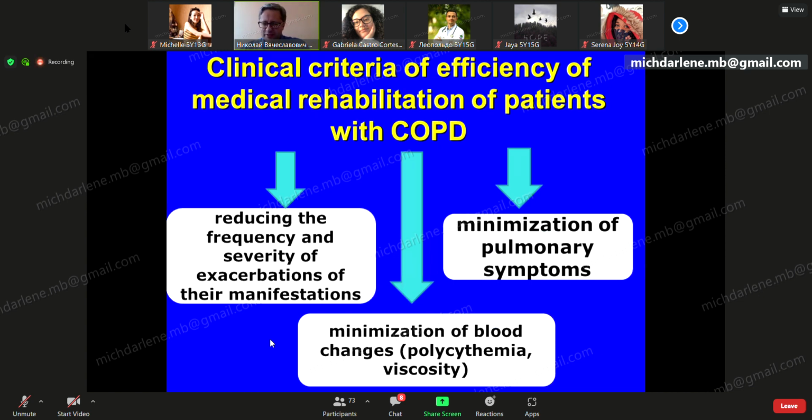Reducing the frequency and severity of disease exacerbations. Later, of course, prolonged criteria, long term. Exacerbations of COPD, new cases of exacerbations for 1 year, for example. If we can achieve a decrease in the number of exacerbations from 6 times for 1 year to 3 times or even 2, it will be really effective. Rehabilitative program.